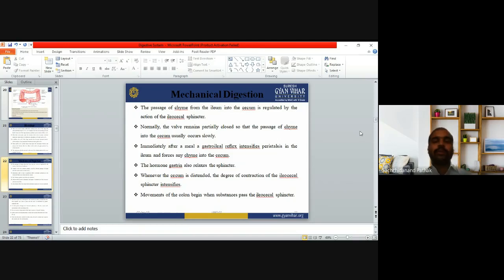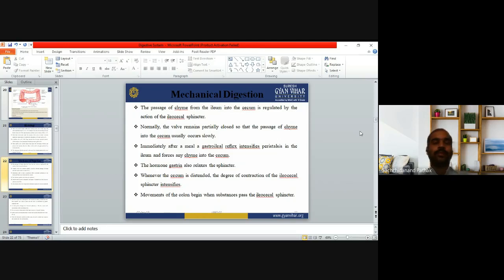Normally, the valves remain partially closed, so the passage of chyme into the cecum usually occurs slowly. Partially closed, not fully closed. These valves are partially closed, so a small amount of the chyme can pass from the small intestine to the large intestine. So in a slow manner, it passes a small amount of food, very slowly, from the ileum to the cecum. Immediately after a meal, a gastroileal reflex intensifies the peristalsis in the ileum and forces any chyme into the cecum.